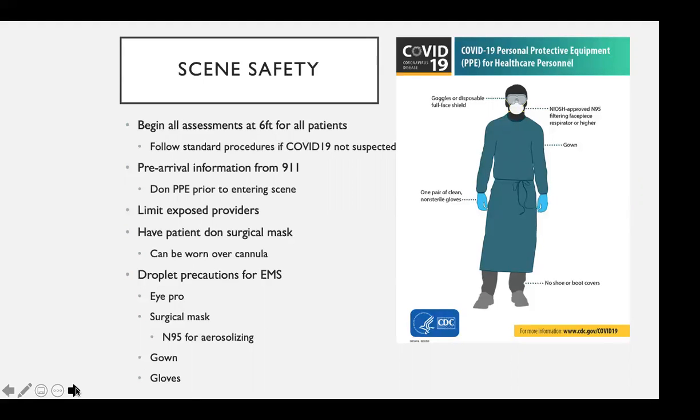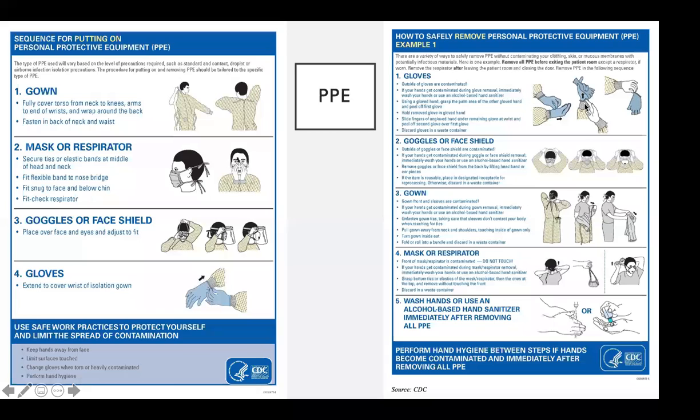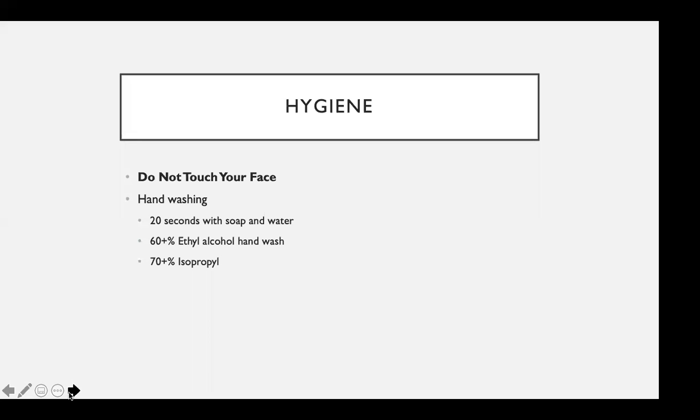Donning and doffing, if you don't review this once a day, that's probably a bad decision. You should review this every day. I would suggest having a dofficer, someone who's assigned to make sure you're taking this off correctly, because taking this stuff off is when you're most likely to contaminate yourself. Hygiene, don't touch your face. Hand washing, 20 seconds with just soap and water is fine. Using the 60 or 70% hand wash as appropriate. The EOC has the hand wash that's pretty liquidy, but does work good.